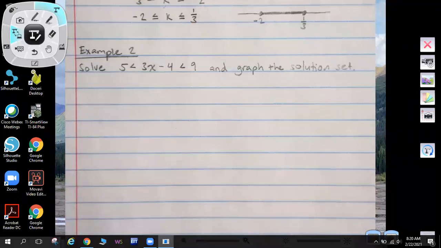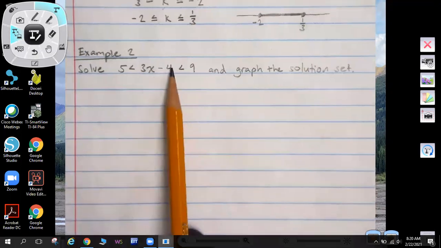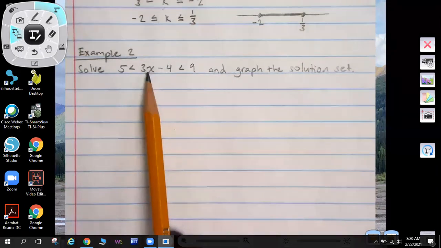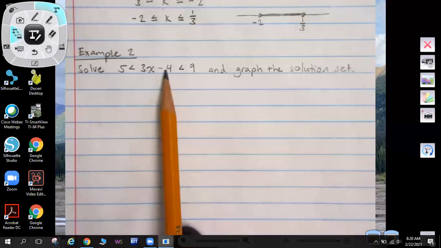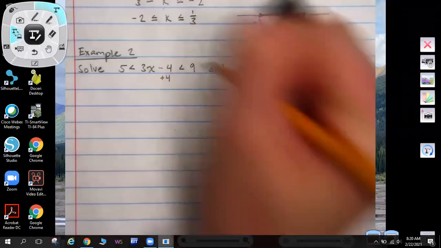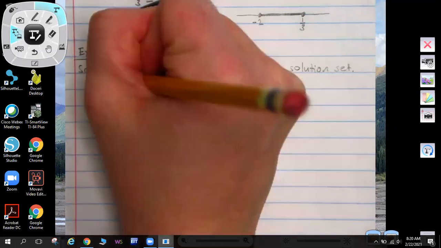Solve 5 is less than 3x minus 4 is less than 9 and graph the solution set. Okay, so remember, we're focusing on this middle part, and we're trying to get the variable by itself. So we want to get rid of this -4 first. To get rid of a -4, we add 4. When we do that, we have to do it to all 3 parts of the inequality.